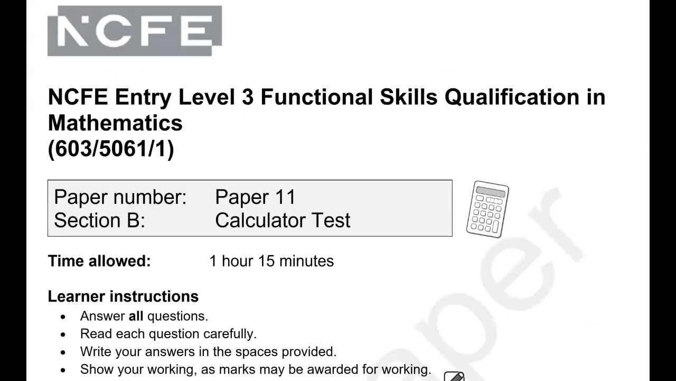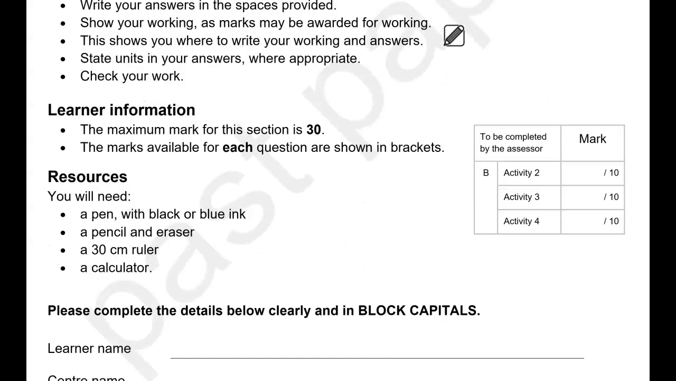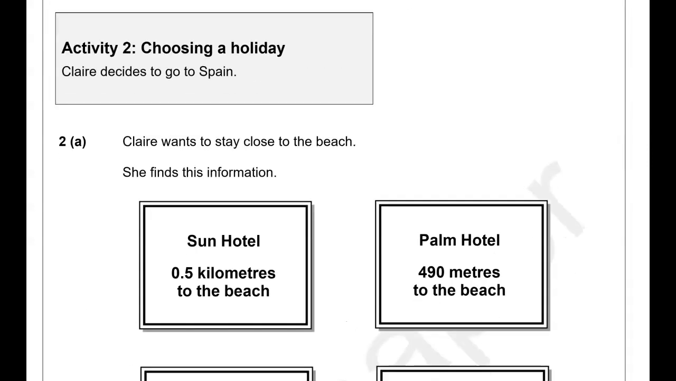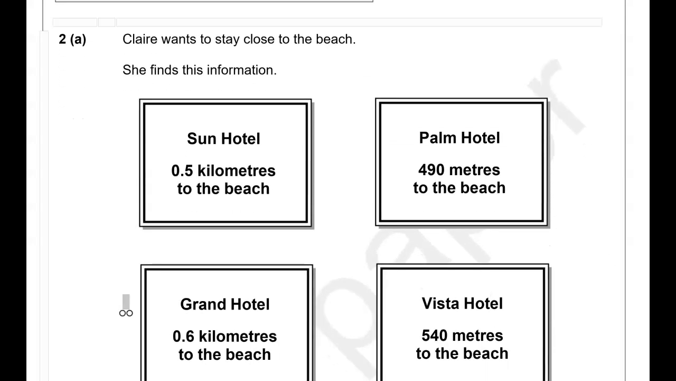This is the end of the first part. This is the second part of the paper. From now on you can use a calculator. Activity 2, choosing a holiday. Claire decides to go to Spain. Claire wants to stay close to the beach. She finds this information.